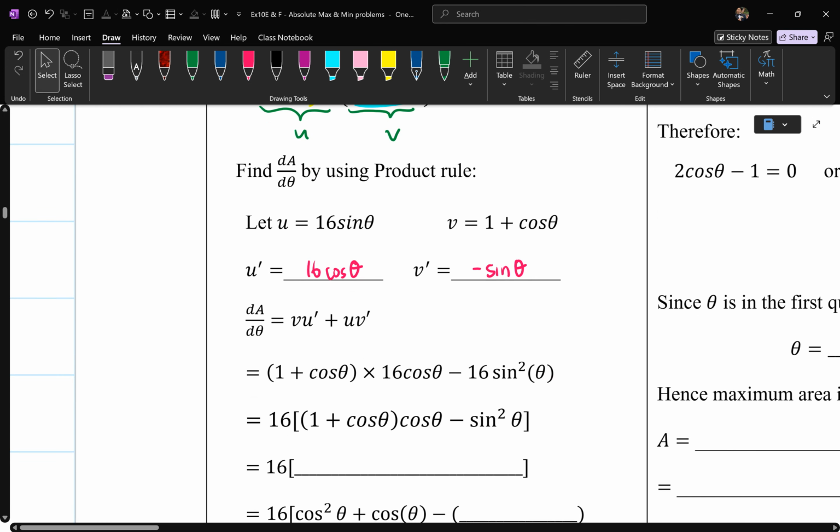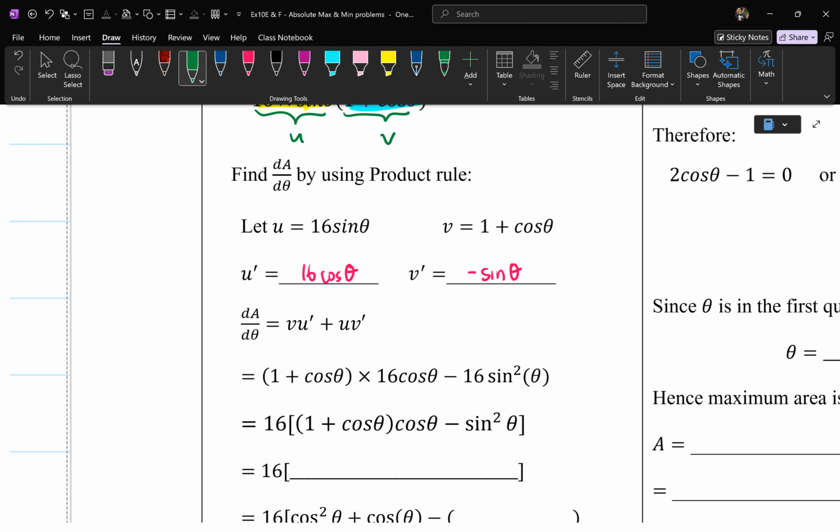Moving down, I filled out most of it for you there. VU dash plus UV dash. So V, Victoria University first. VU dash times UV dash.